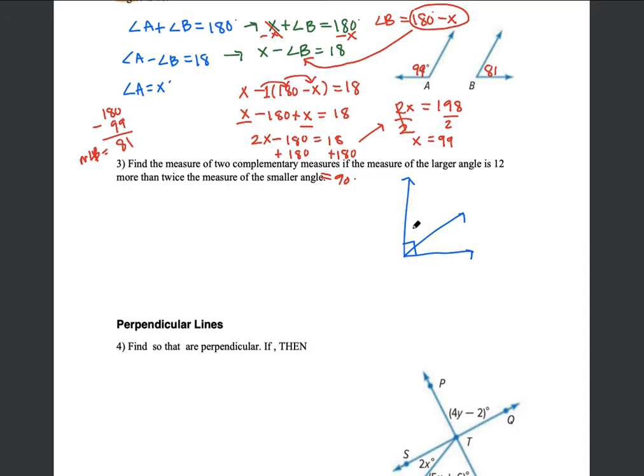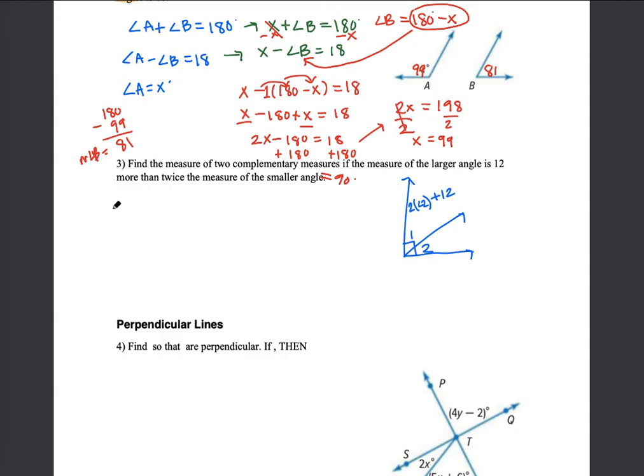So let's call this angle 1, and let's call this one angle 2. Angle 1 is the larger one, and it is 12 more than twice the measure of the smaller one. So 12 more means plus 12, twice the measure of the smaller one. So 2 times angle 2. Let me rewrite this. 12 more than twice the measure of the smaller angle, which is angle 2.